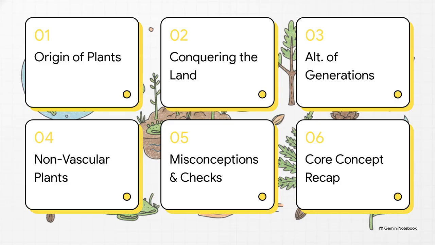Okay, let's take a quick look at our agenda for today. We've got 1. The origin of plants. 2. Conquering the land. 3. The alternation of generations model. 4. Non-vascular plants. 5. Misconception and knowledge checks, and we'll wrap up with 6, a core concept recap.